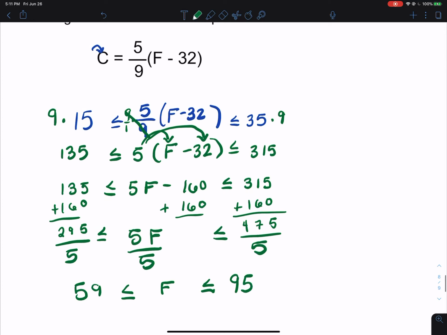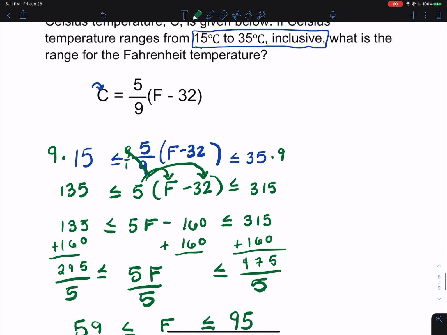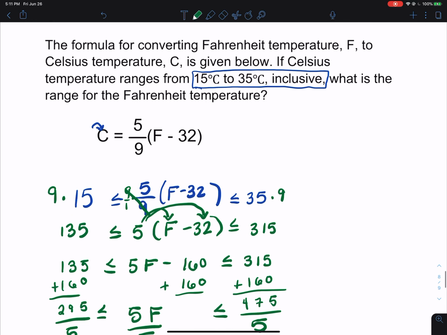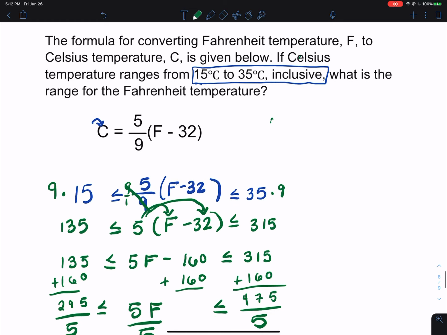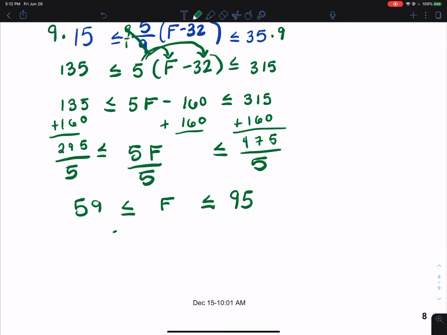So same thing, I don't want to answer that way, I want to answer in words. They are asking me what the range for the Fahrenheit temperature was. And they told me the Celsius temperature ranged from 15 degrees Celsius to 35 degrees Celsius inclusive. So I would say that it's 59 degrees Fahrenheit to 95 degrees Fahrenheit inclusive.